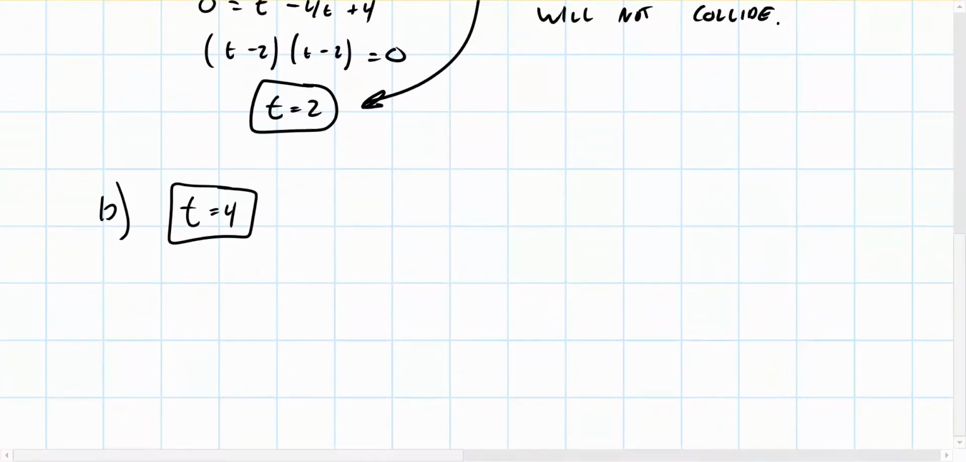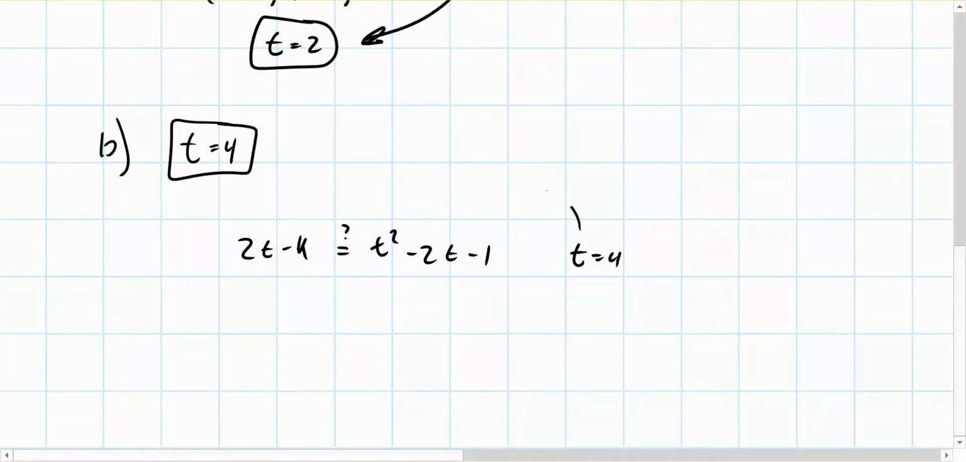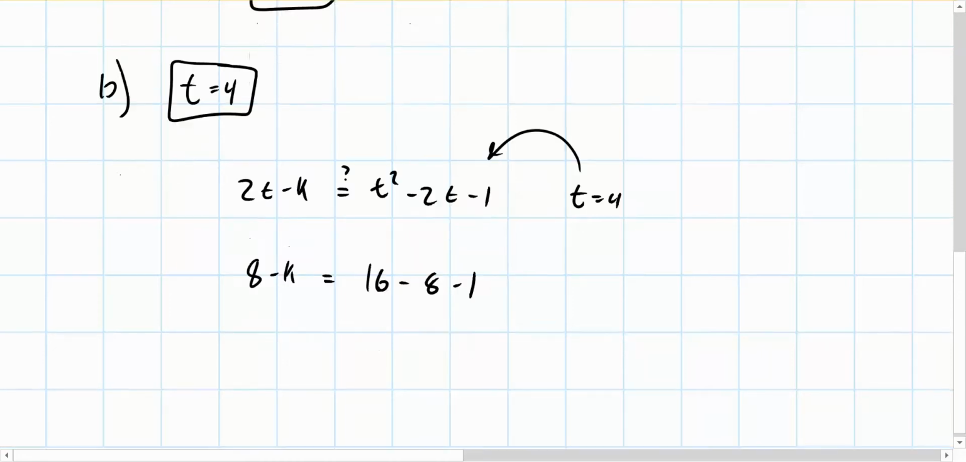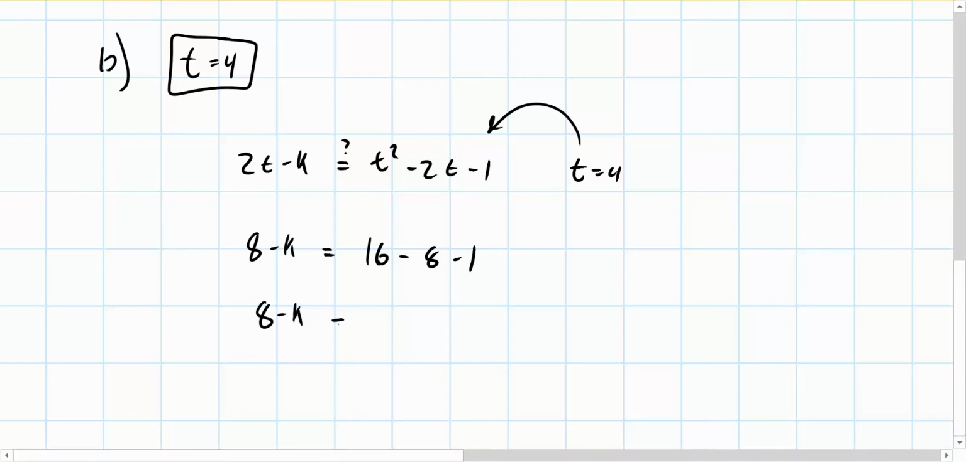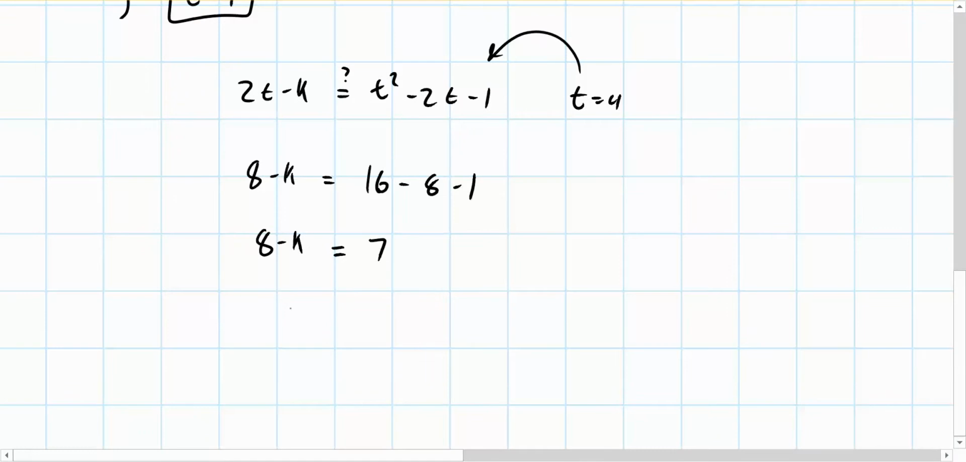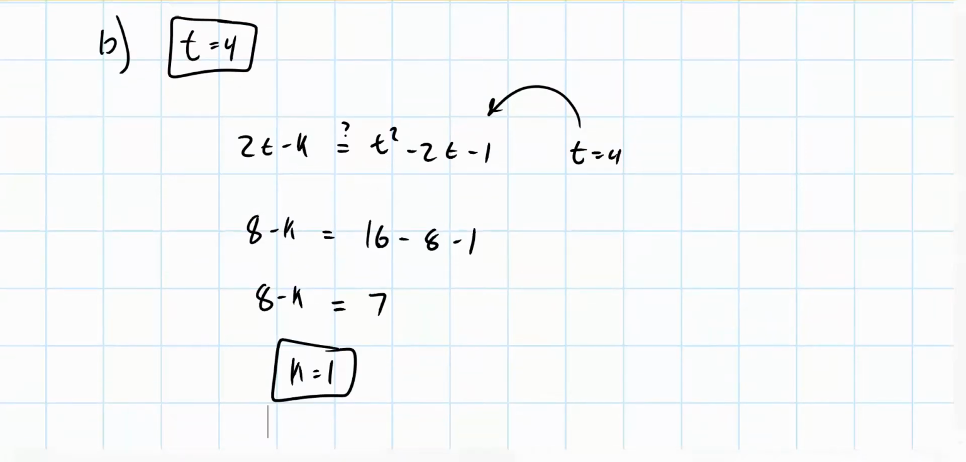So we're wondering, for 2t minus k, when is that equal to t squared minus 2t minus 1 when t is equal to 4? Let's just start by plugging in t, and we get 8 minus k is equal to 16 minus 8 minus 1, or 8 minus k is equal to 7. Subtract 7 from both sides, add k, and we get k is equal to 1. So when k is equal to 1, the particles will collide at t equals 4.